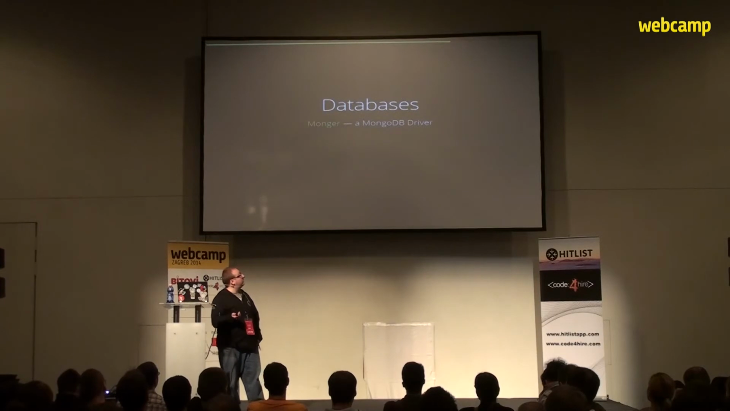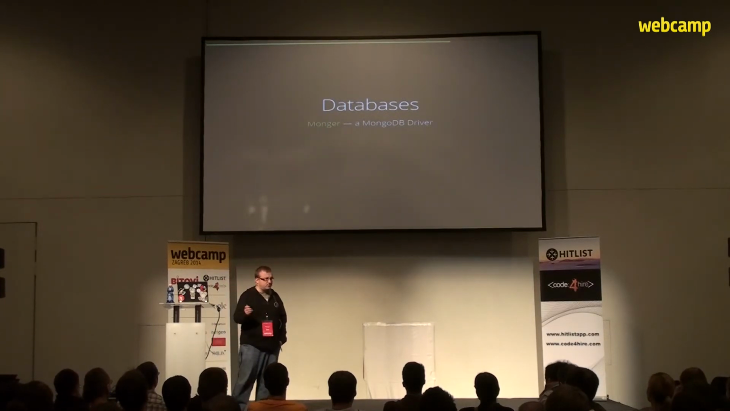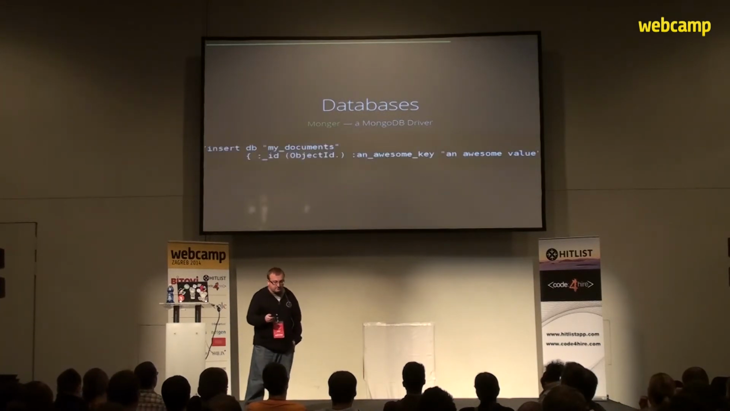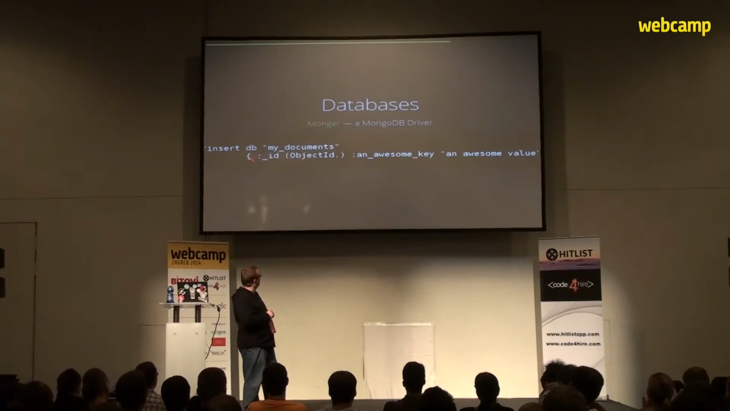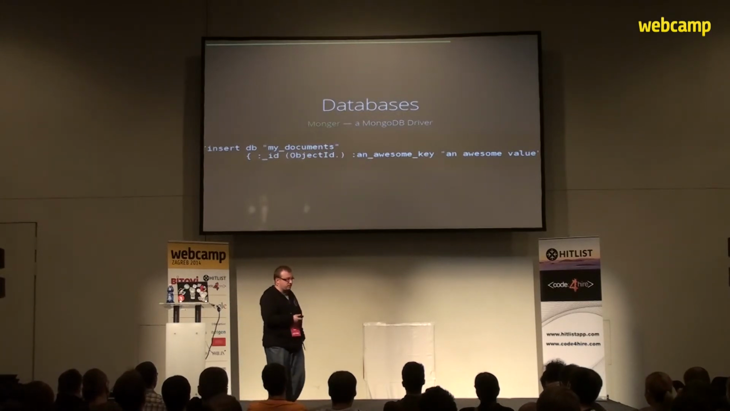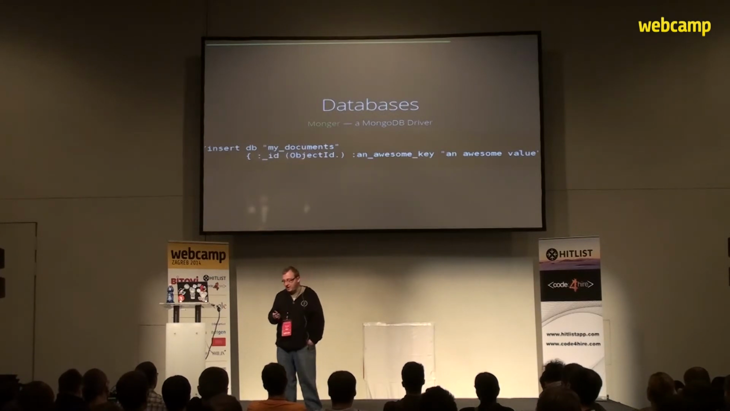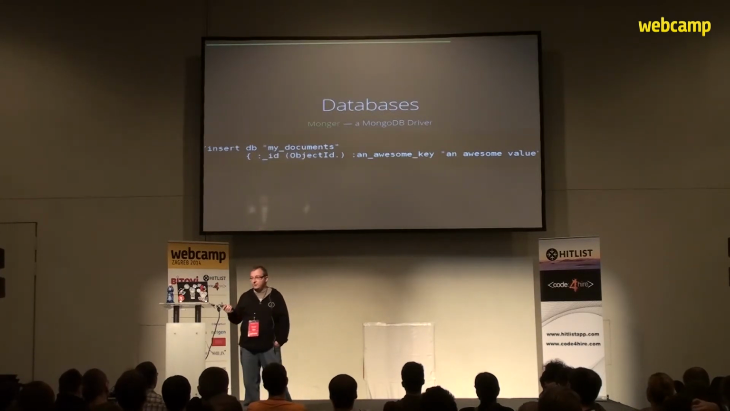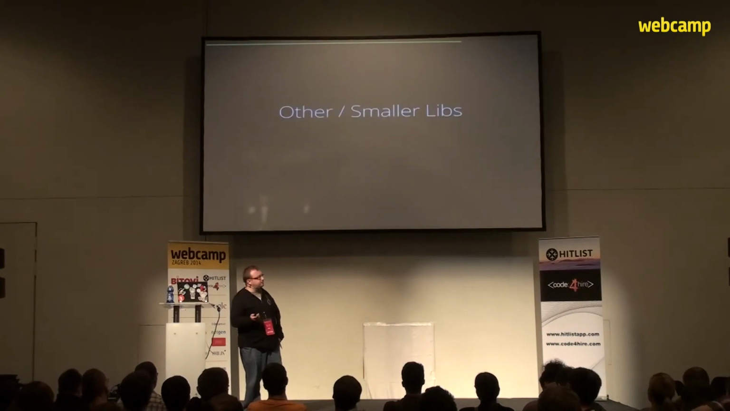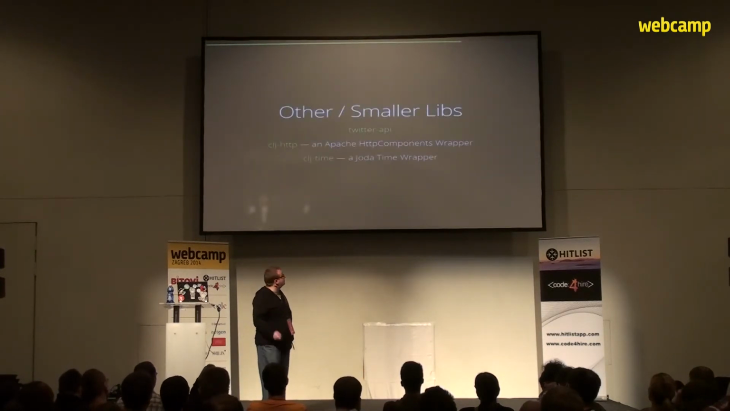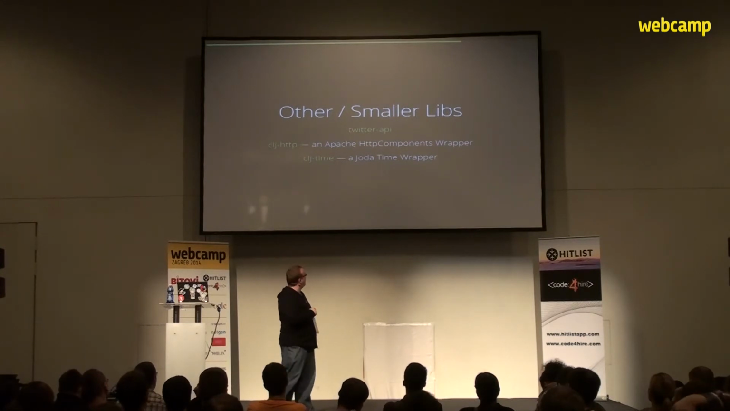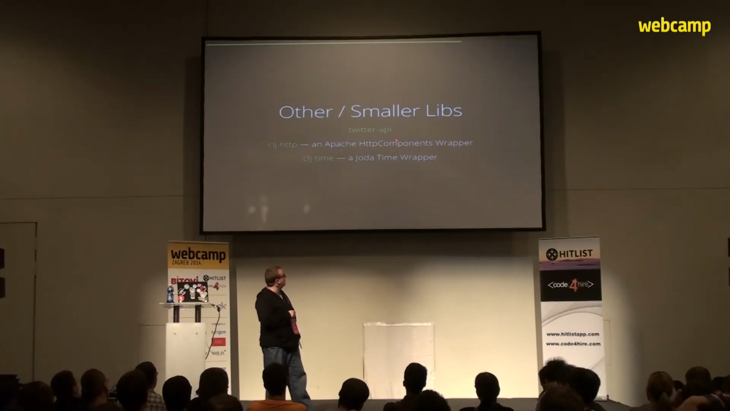And the same goes for MongoDB, so we've used Monger, which is also kind of the standard MongoDB driver as far as I know. And the idea is the same, it just gives you some basic primitives, which are a bit more idiomatic Clojure to communicate with MongoDB. We could have used just standard Java APIs, but this is far nicer to work with. And of course, there are many other smaller libs we use, like something to communicate with Twitter API, clj-http, which wraps HTTP components, clj-time, which wraps Joda Time.